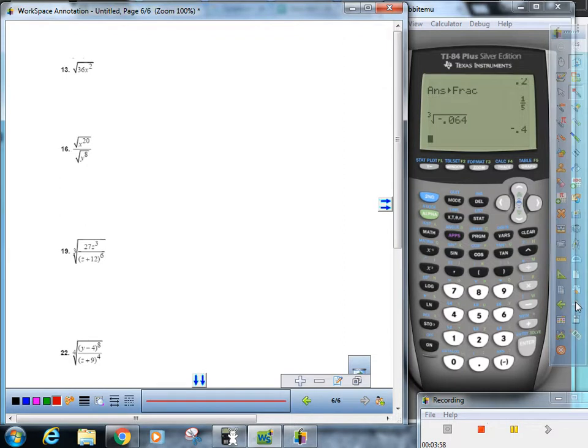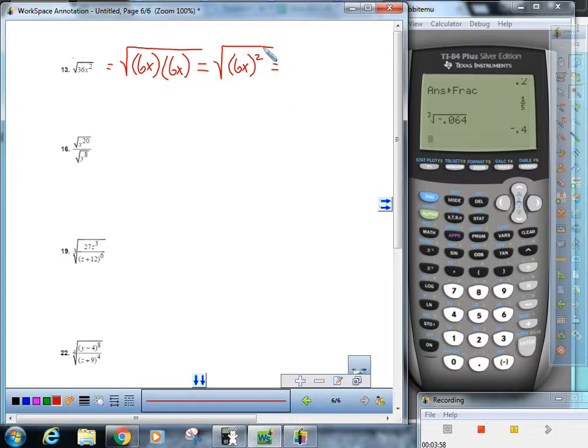So the square root of 36x squared. Well, I would like for you to think of that as the square root of 6x times 6x. Does that make sense to you? And you don't have to write these out every time. I just want you to understand what you're doing. Well, that's the same thing as the square root of 6x squared. Okay?